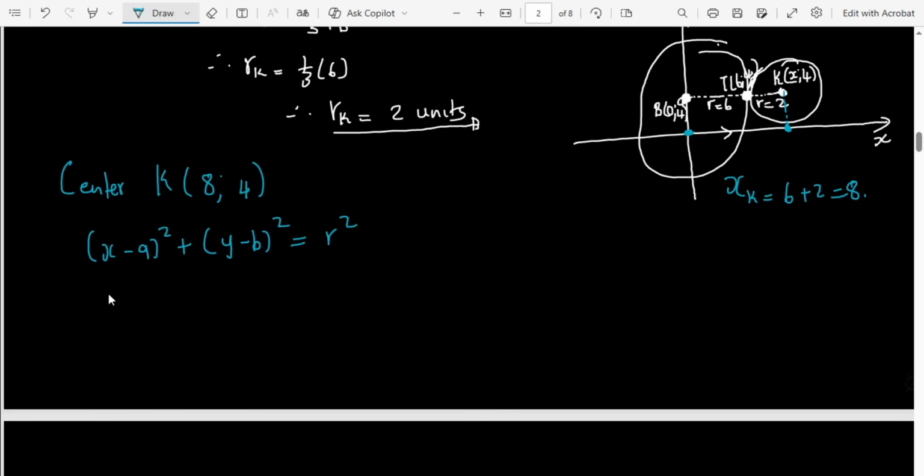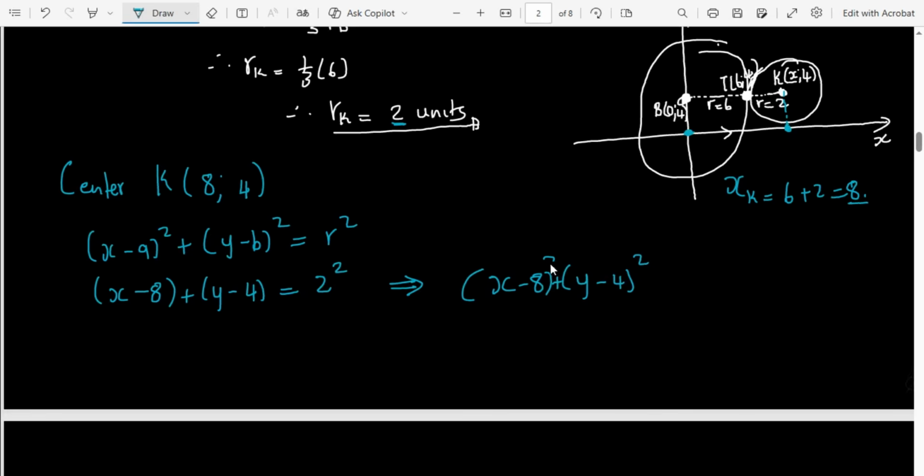So when it's like this, I can just substitute and say this is (x minus 8), we said we need to put negative 8, plus (y minus 4), is equal to the radius, which is 2. So this will be 2 squared, which is 4. So the equation of circle K will be (x minus 8) squared plus (y minus 4) squared equals 4. I hope you understand that, partner. I hope you had so much fun working on that one.